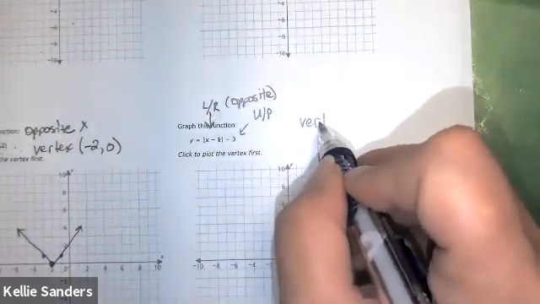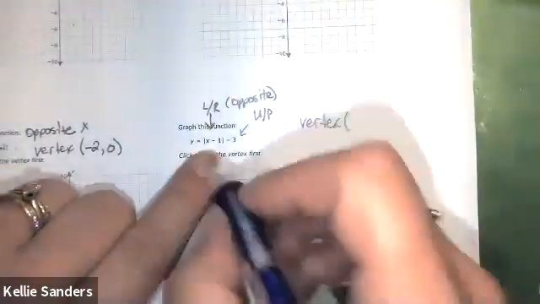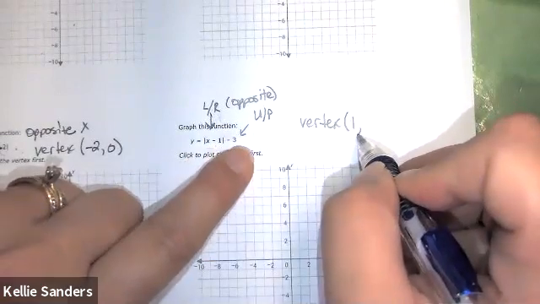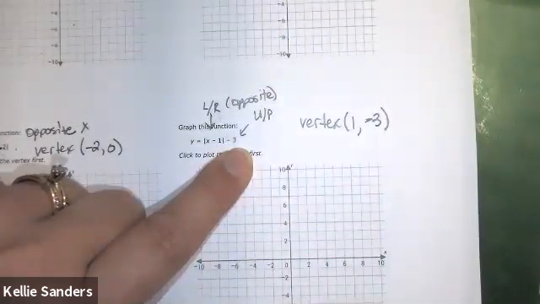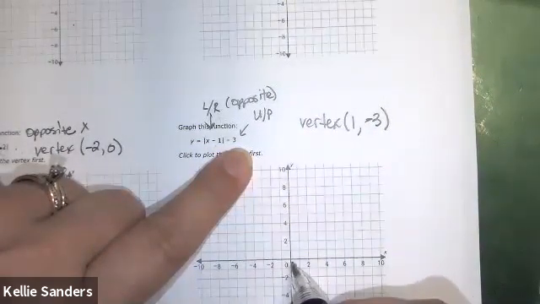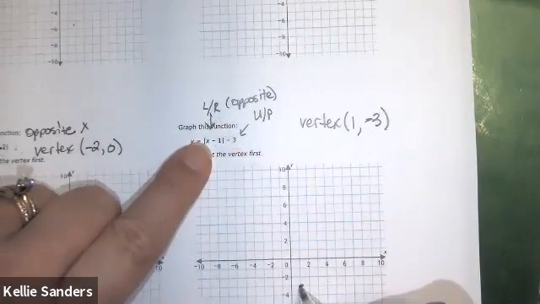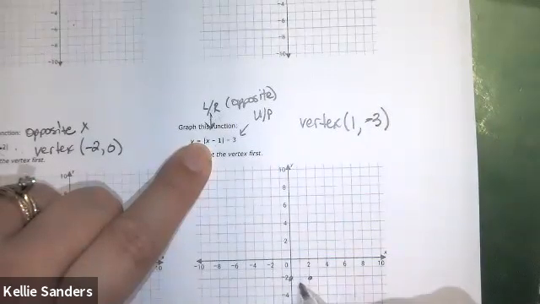So the vertex, I assume that's a -1. Because this is a -1 here, our vertex is going to be +1. Since it's negative there on the outside, we keep it. So your vertex is going to be +1, -3. There's nothing on the outside in front of the absolute value. So it's going to be rise 1, run 1.